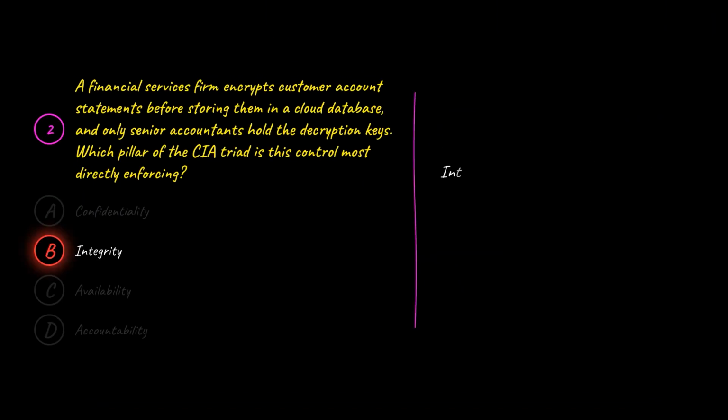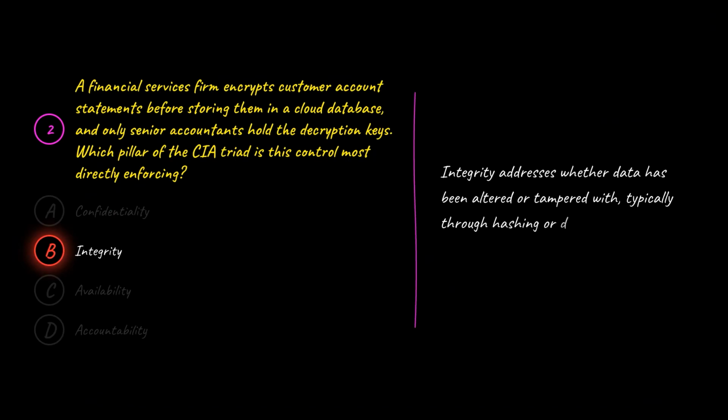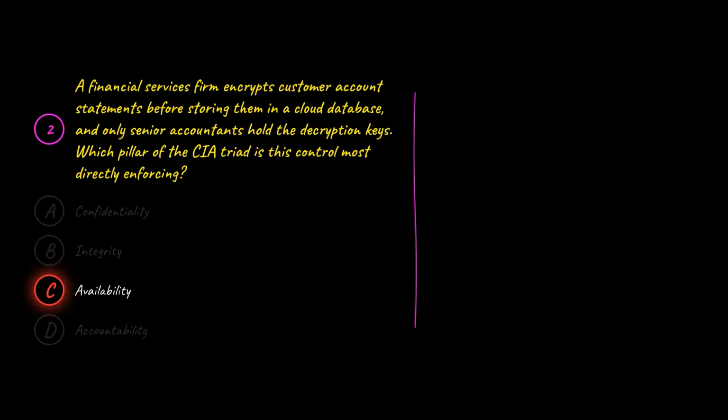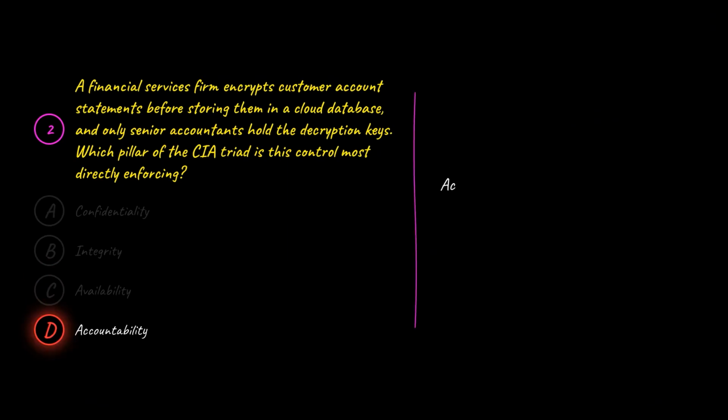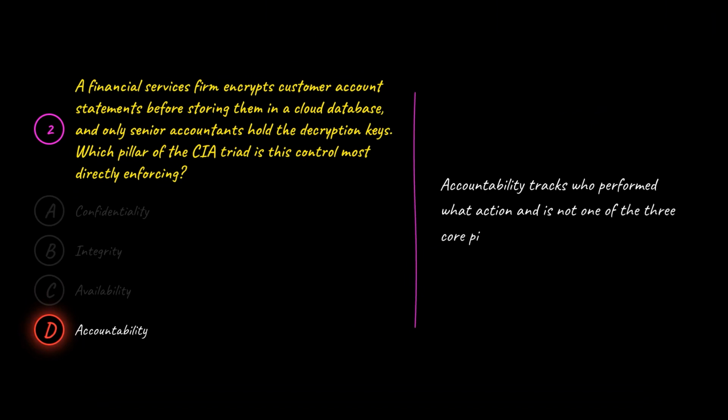B is wrong because integrity addresses whether data has been altered or tampered with, typically through hashing or digital signatures, rather than whether it can be read. C is wrong because availability concerns whether authorized users can access data when needed. Encryption does not directly address uptime or access reliability. D is wrong because accountability tracks who performed what action and is not one of the three core pillars of the CIA triad.